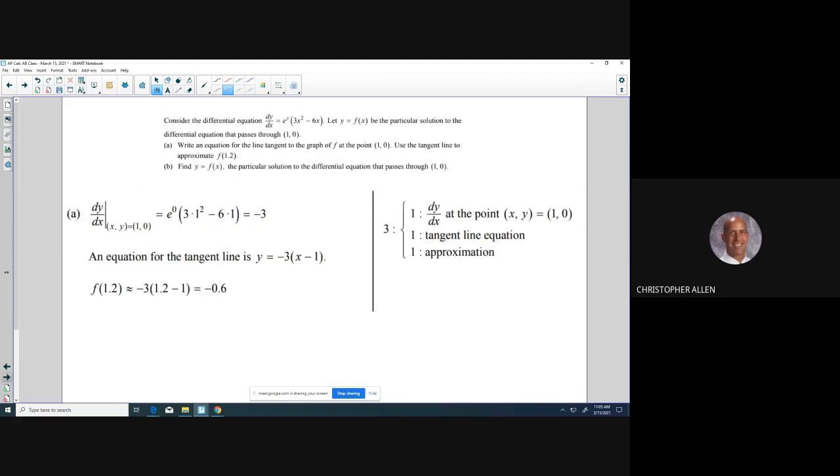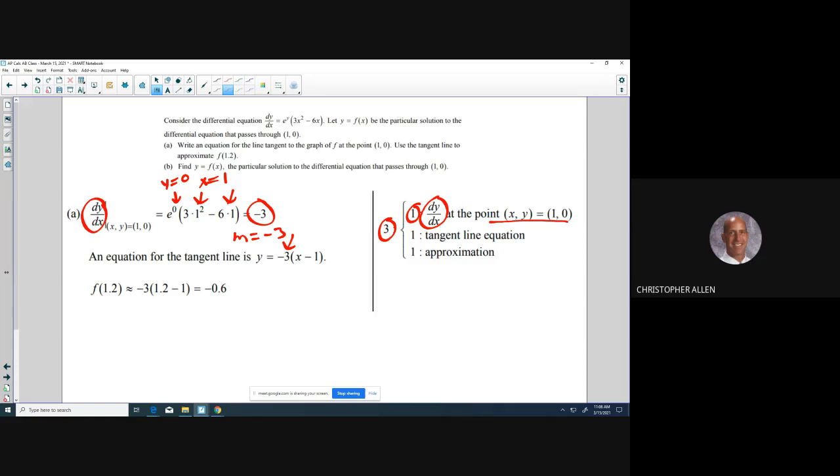So let's go ahead and look at the scoring for this particular problem. It is out of 3 points. Point number 1, does the student use the derivative at (1, 0) to find the slope of the tangent line? Well, let's see here. If you put 0 in for y and 1 in for x, you'll get -3. The derivative, that's what that means, is -3. Therefore, the slope of the tangent line is -3.